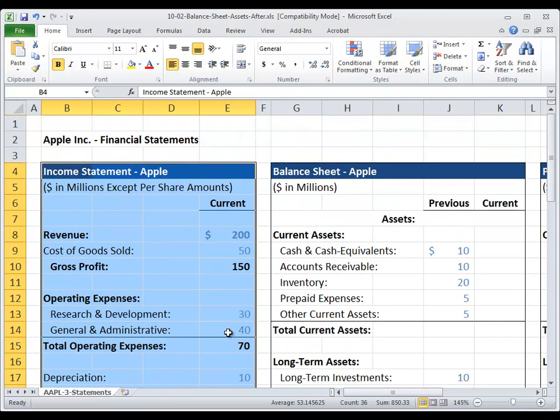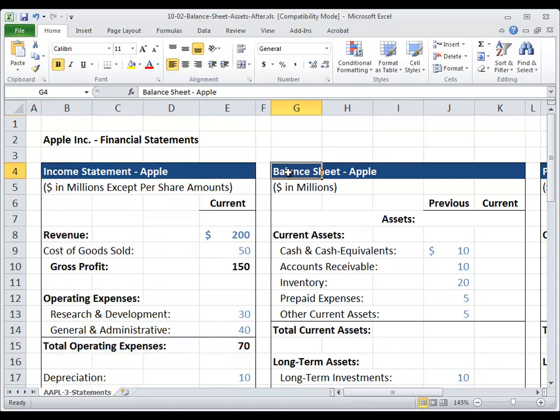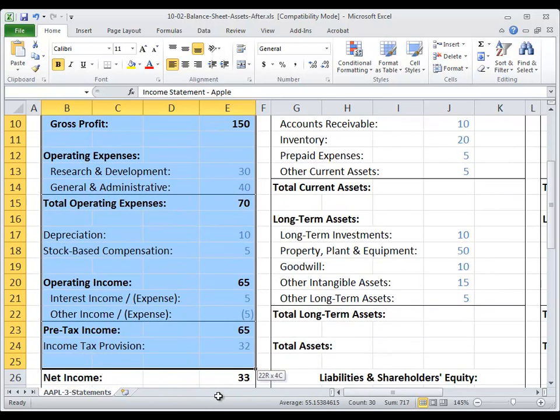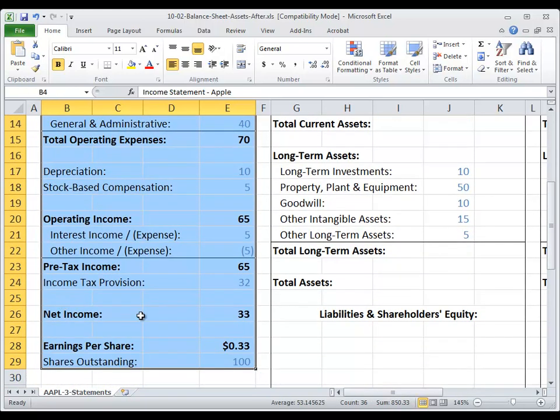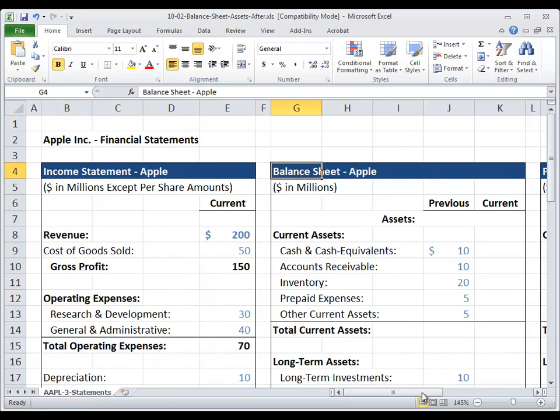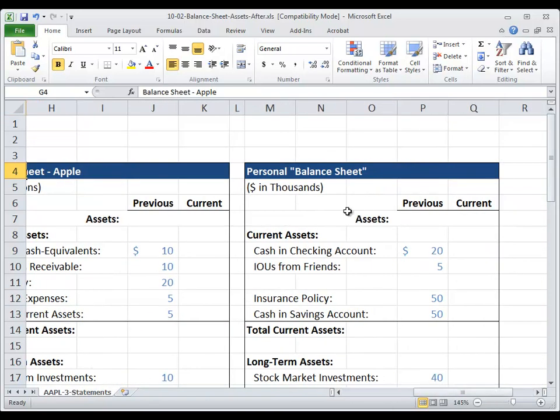So the next financial statement you need to understand is the balance sheet. Whereas the income statement shows you the revenue and expenses of a company all the way down to the after-tax income or net income at the bottom, the balance sheet shows you a snapshot of the company's resources at a certain point in time. So on your own personal balance sheet, examples of resources at your disposal might be cash in your checking account, which we're saying is $20,000 here.